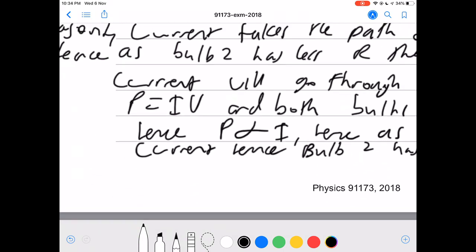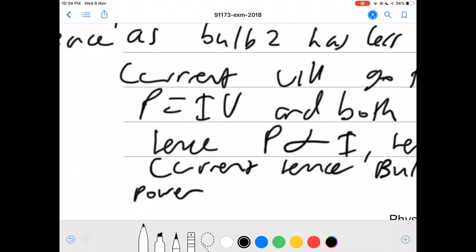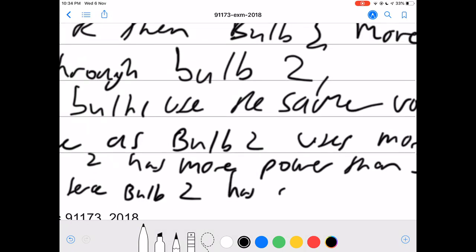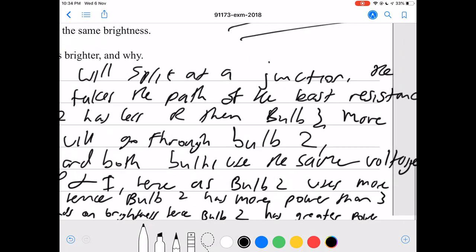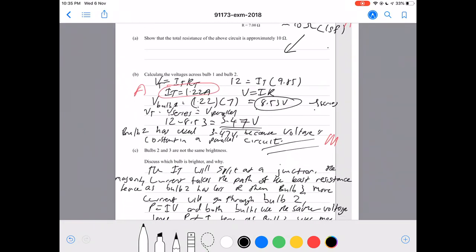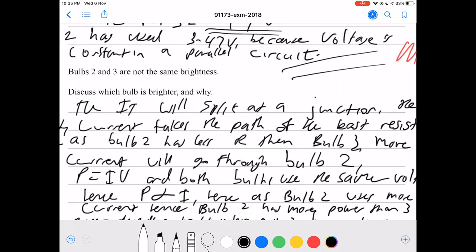We're finally going to say that power depends on brightness. Power depends on brightness. Hence, bulb 2 has greater power, hence greater brightness. Because it has more power, it will have a greater brightness, basically.